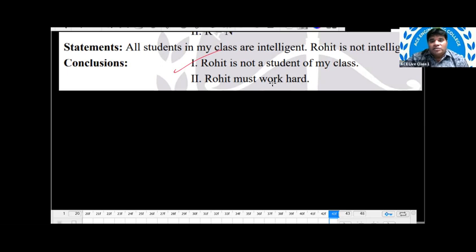You don't give suggestions. So all students in my class are intelligent means every student is intelligent. Rohit is not intelligent means Rohit is not a student of my class. That is right. Rohit must work hard is a suggestion. For each piece of information, we have to see whether it is right or wrong. So don't give the suggestions.